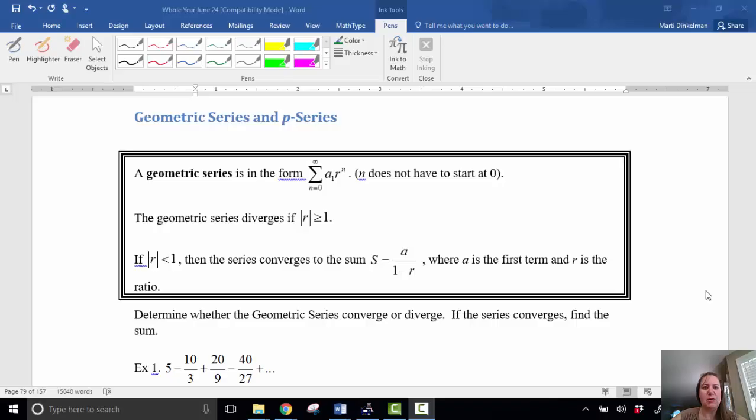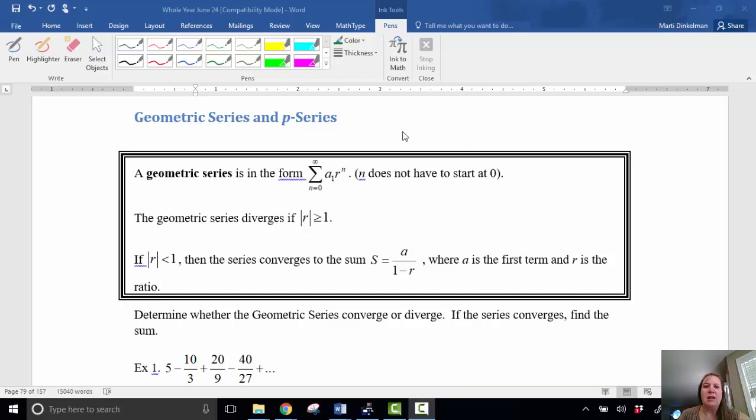Hi everybody, it's Mrs. Dinkelman and we're in Unit 10 and we're starting to get into the sections where we're going to test whether a series converges or diverges. And what I mean by this is really we're going to have something with an infinite amount of terms and we're adding all those terms together, and if we could find that sum, would that sum be finite or infinite?